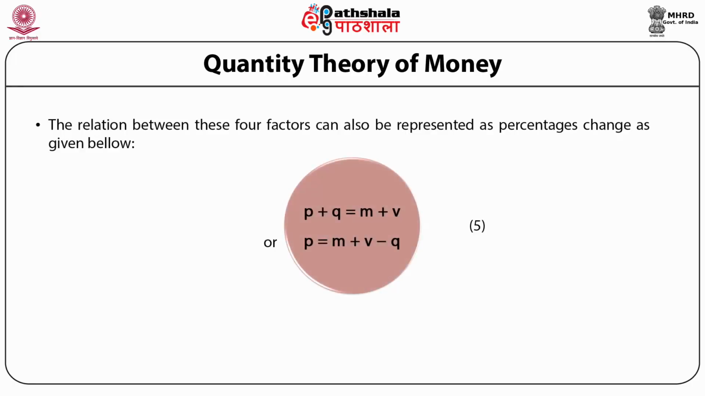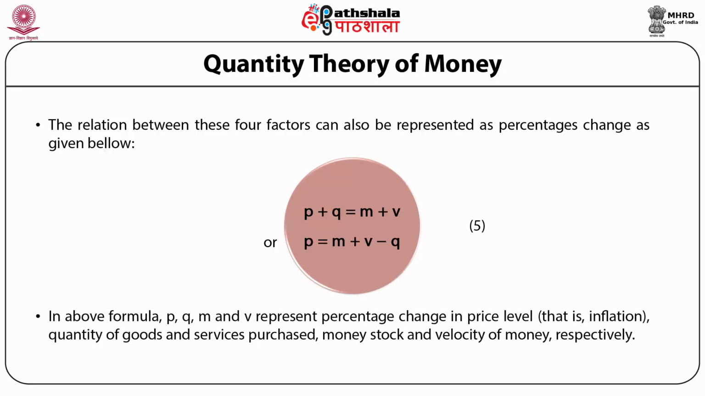The relation between these four factors can also be represented as percentage change as given below. Small p plus small q is equal to small m plus small v, or small p is equal to small m plus small v minus small q. In the above formula, small p, small q, small m and small v represent percentage change in price level, which is inflation, quantity of goods and services purchased, money stock, and velocity of money.